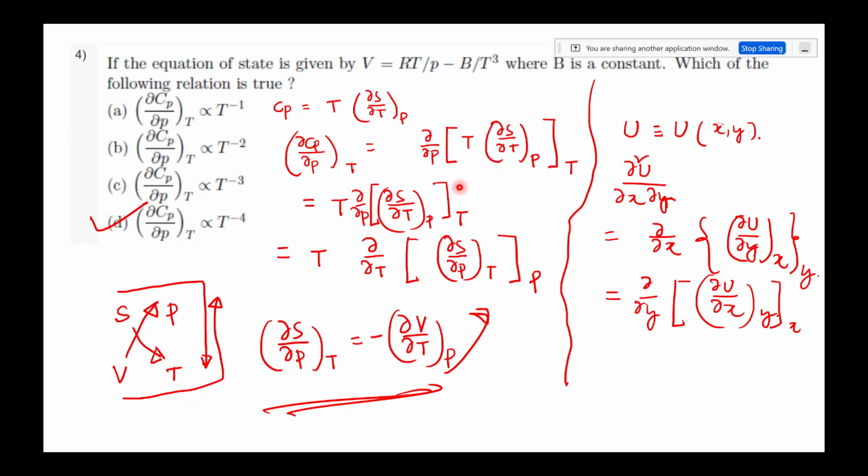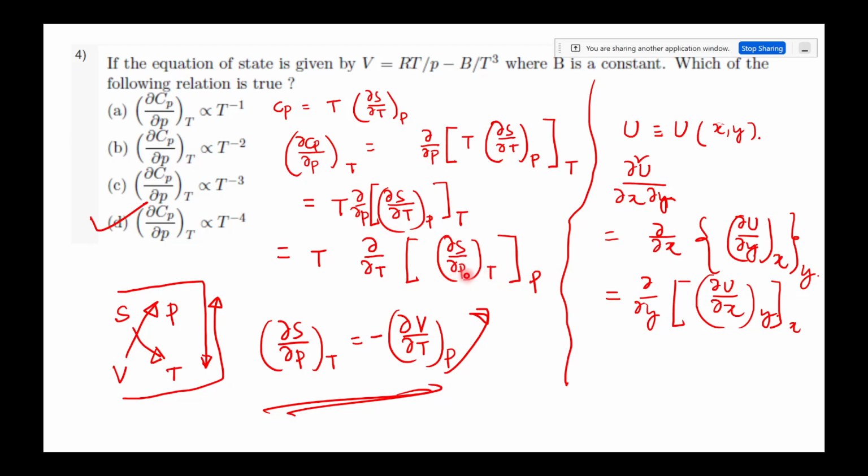Here we have used multivariable calculus. What does multivariable calculus say? If u is a function of x and y, then del del x del del y of u can be written in terms of del x keeping y fixed of del u del y keeping x fixed, and that is also equal to, we have changed the order here, del y keeping x fixed of del u del x keeping y fixed. That we have used here. We have taken del T at constant P outside, and we have inserted del P at constant T inside.